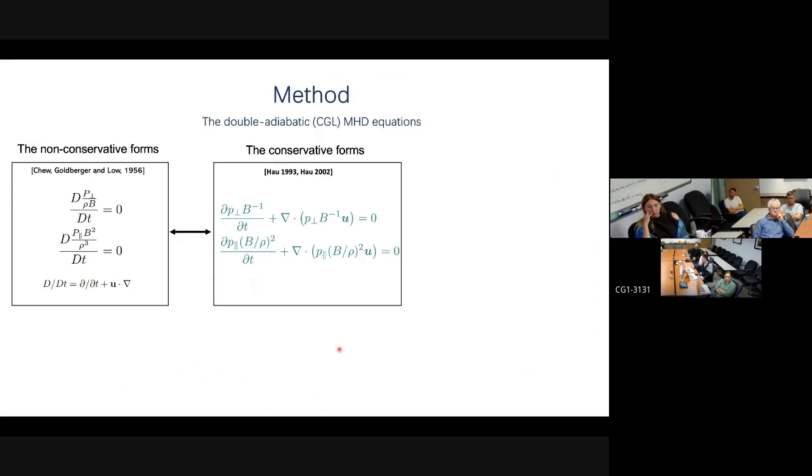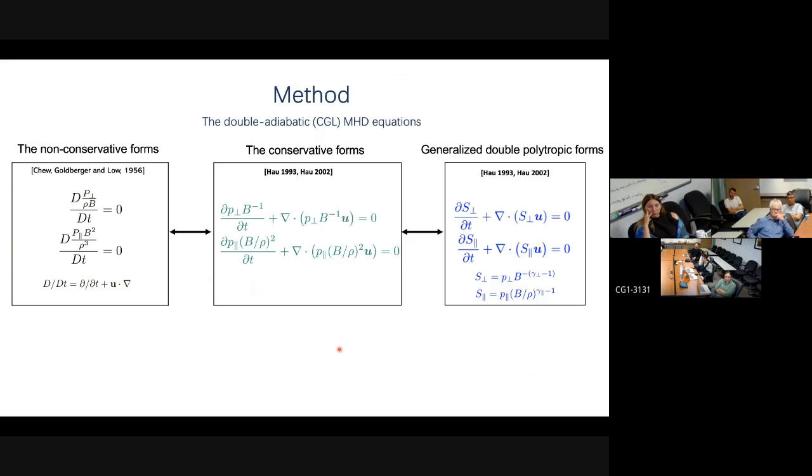And later, Hau showed that the double adiabatic or CGL theory can be written in conservative form. And then it also showed that the CGL equations can be viewed as having a perpendicular gamma equal to 2, corresponding to a degree of freedom of 2, and the parallel gamma equal to 3, corresponding to a degree of freedom equal to 1. Such a system can be generalized to a more general form as the double polytropic system, in which the gamma values can be more flexible and depend on the problems.